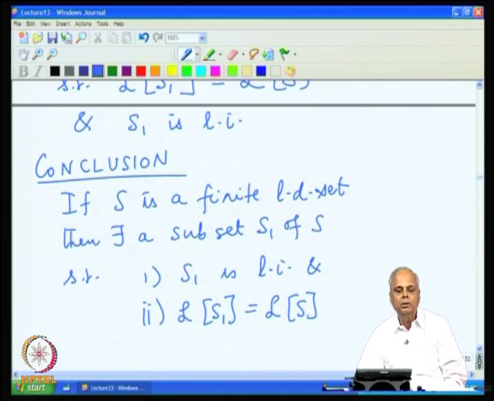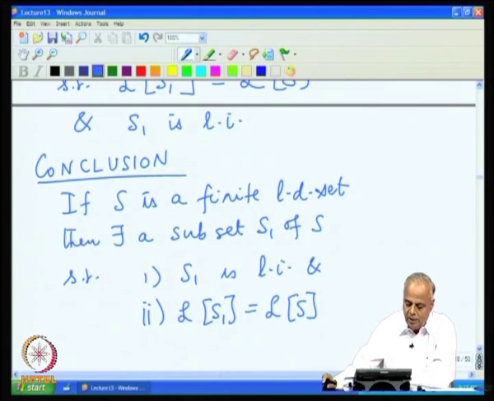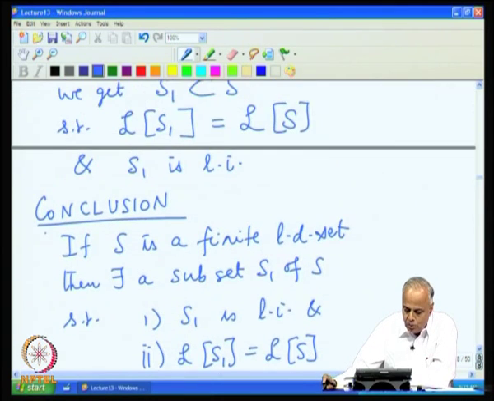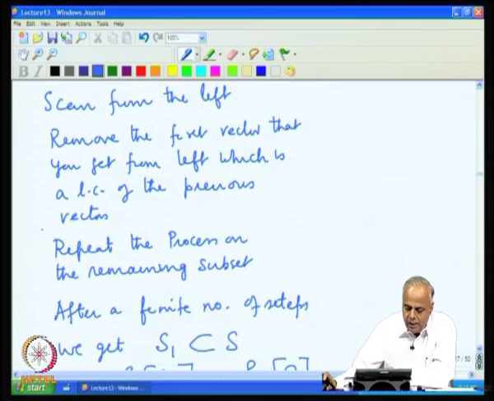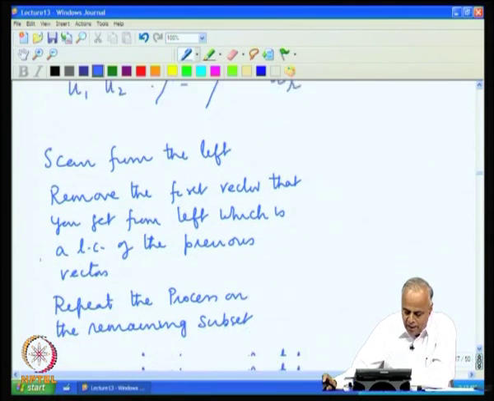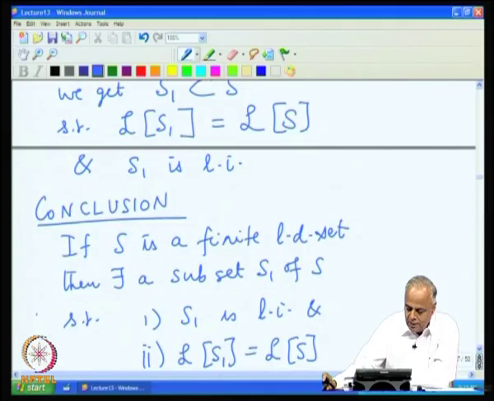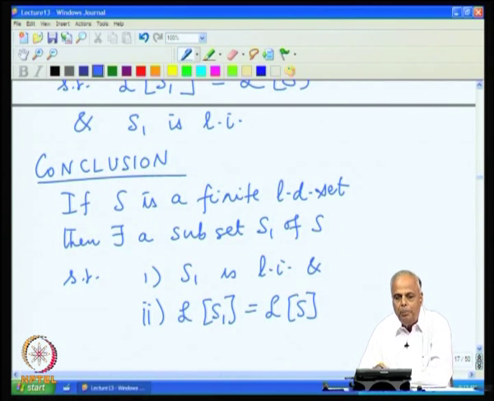What we are doing is, a linearly dependent set has a lot of redundant information. Systematically we are trying to remove all the redundant information and retain only the relevant pure information which comes from that linearly independent subset S1. So given any linearly dependent set S, there exists a finite linearly independent subset of S such that it spans the same space as the original set.